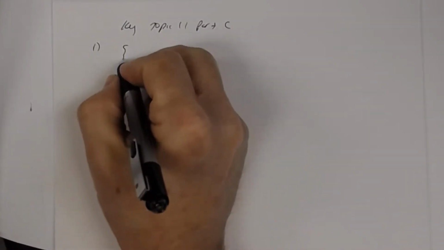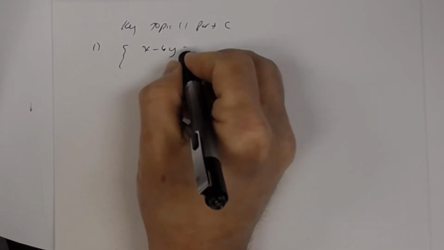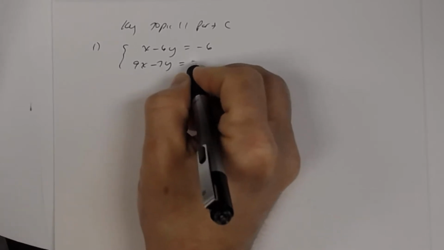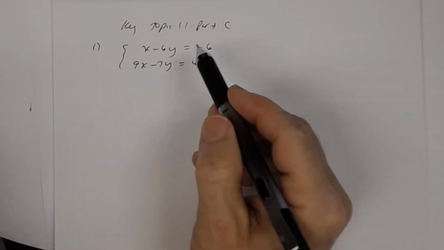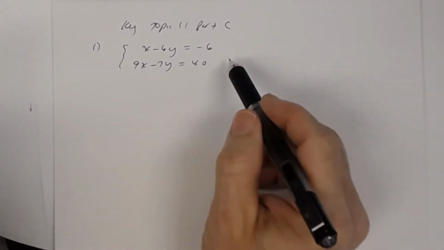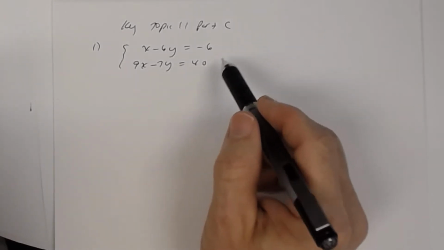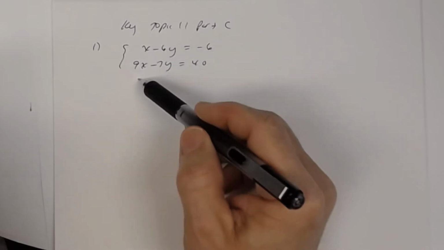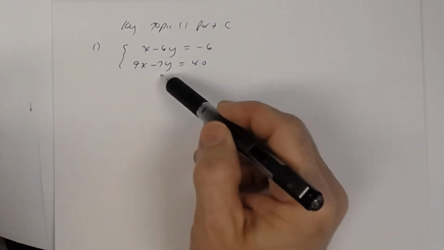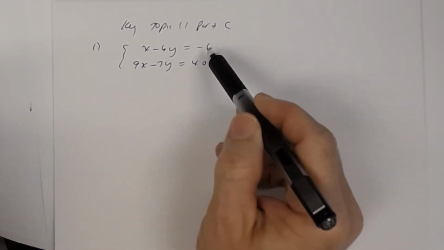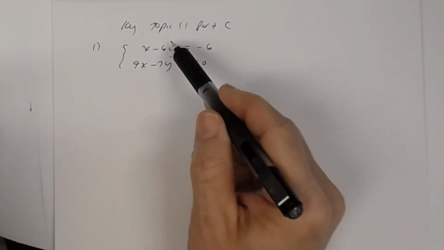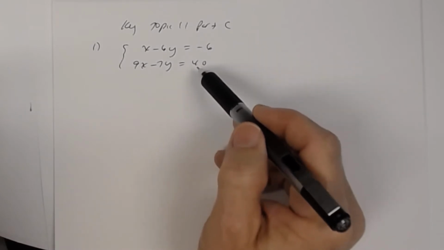Okay, so number one, we have this system, x minus 6y equals negative 6, and then 9x minus 7y equals 40. So the first thing you have to do when solving by elimination or addition is to make sure that all your variables are aligned, just like this. So the x's are together, the y's are together, and the constants on the other side. Okay, so that's important. X's must be aligned, y's must be aligned, and your constants must be on the other side.